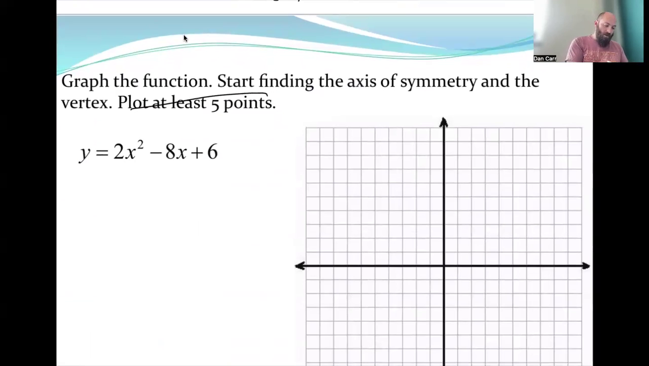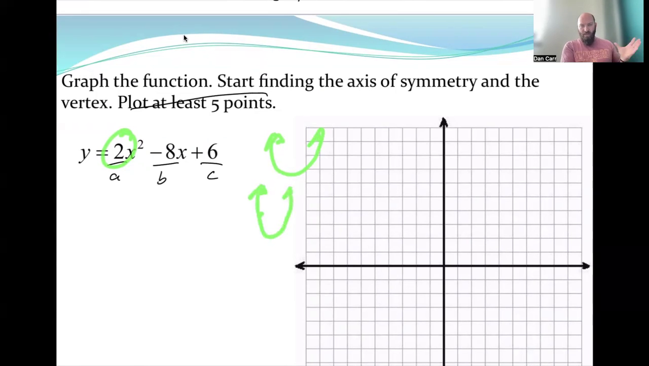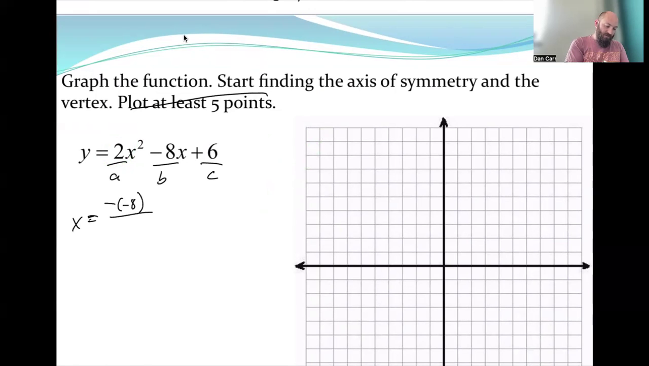First off, like we said, we got A is 2, B is -8, C is 6. I start thinking a little bit about my transformations. This is a +2, so I know it's going to open up. It's also with a 2, so it's going to stretch. So it's going to get a little bit thinner like this. Now I'm going to go to my axis of symmetry, which is going to be the negative of -8 divided by 2 times A. So the negative of -8 is going to turn into a +8 over 2 times 2, which is 4. So I get the equation x equals 2.